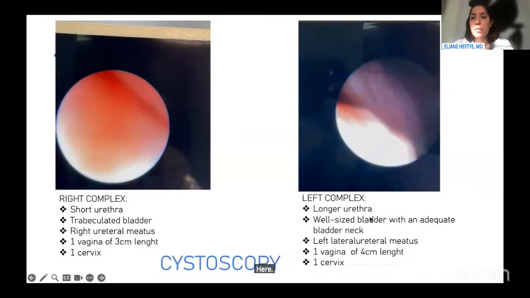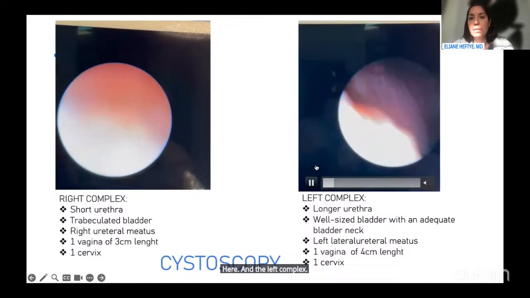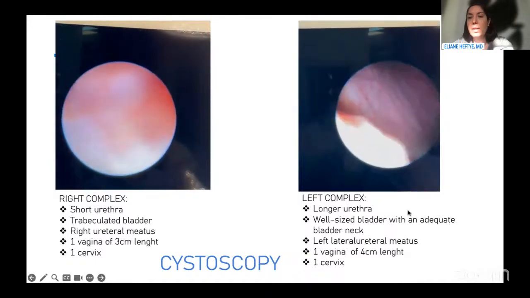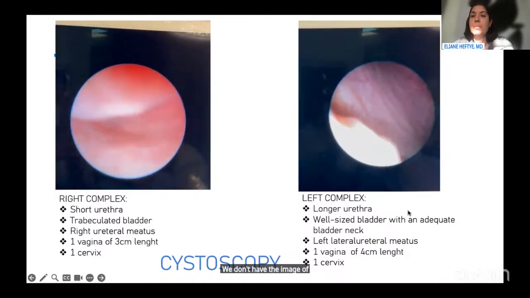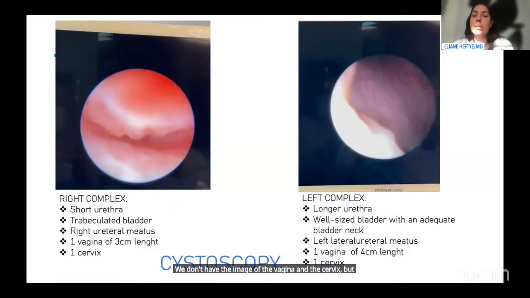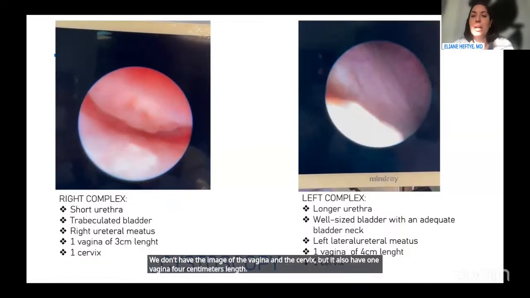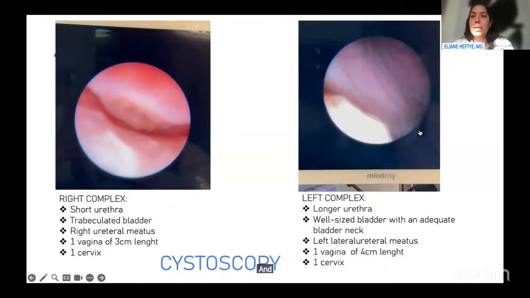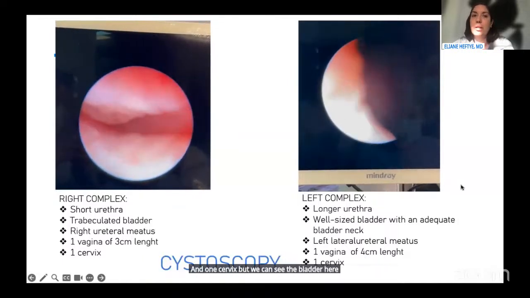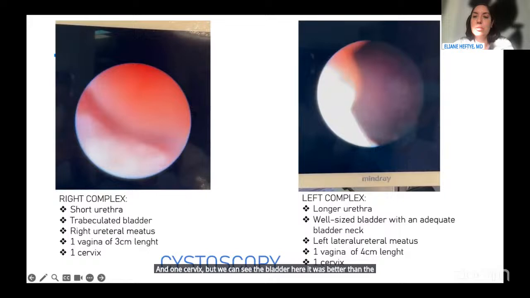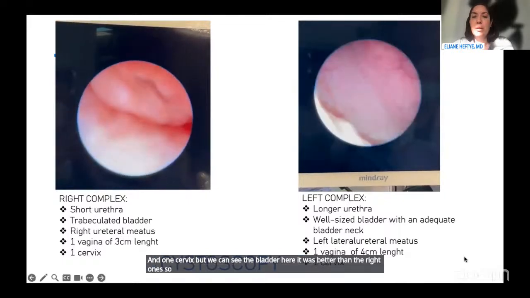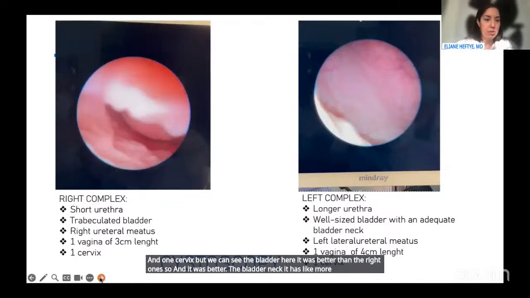And the left complex, we don't have the image of the vagina and the cervix, but it also has one vagina, 4 centimeters in length, and one cervix. We can see the bladder here, which was better than the right one. The bladder neck had more structure.